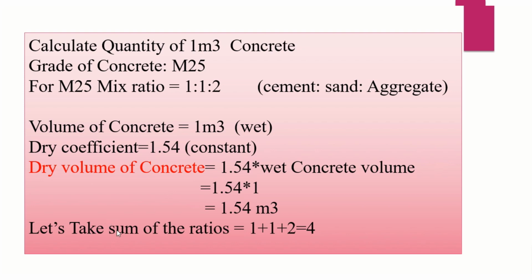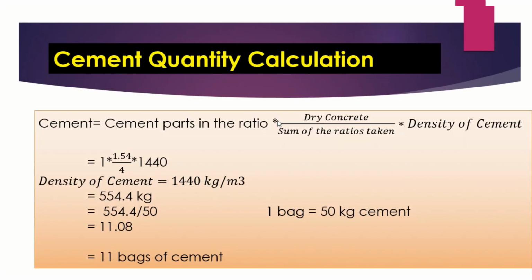Now let's take the sum of the ratios. Ratio means mix ratio, 1:1:2. This is the ratio of M25, which comes from mix design. So 1 plus 1 plus 2 is equal to 4. Now let's calculate the quantity of cement for this 1 meter cube of concrete. Now cement quantity calculation.